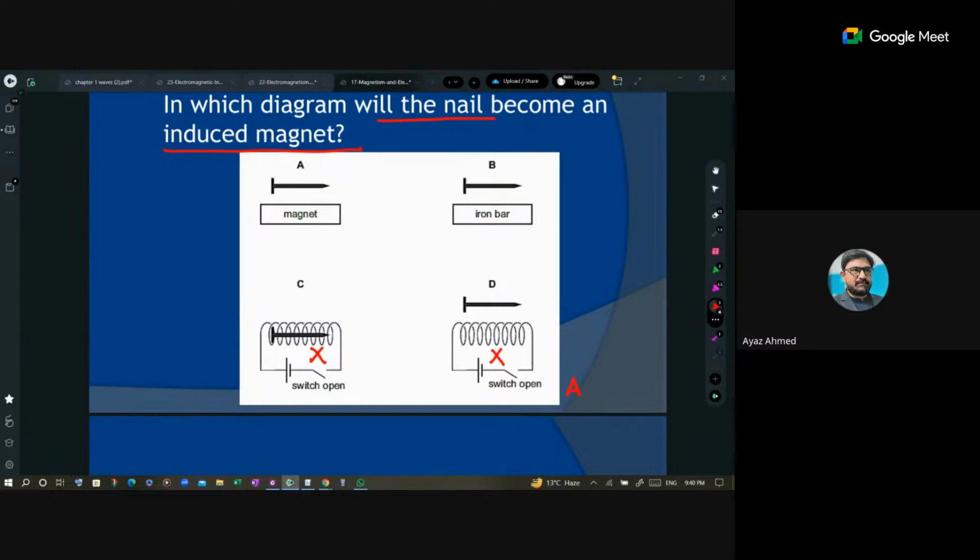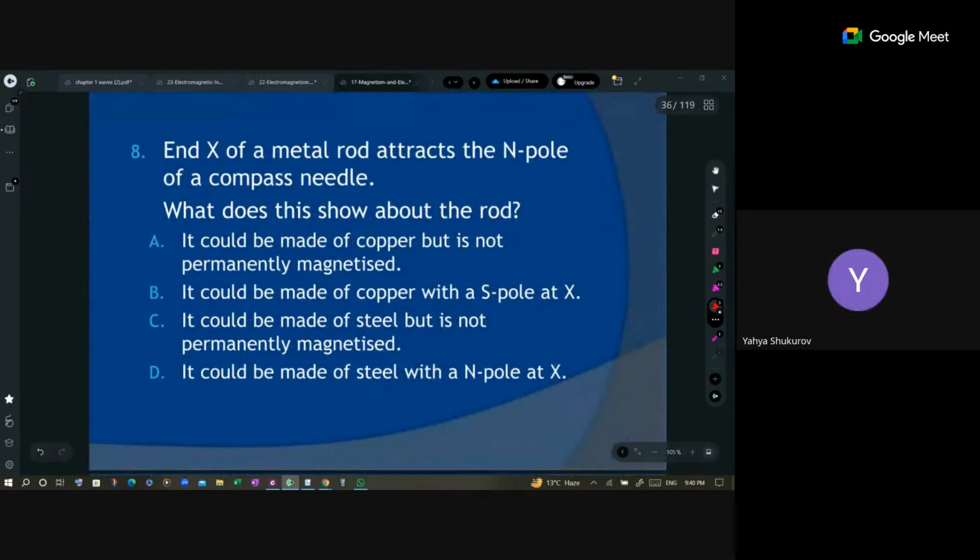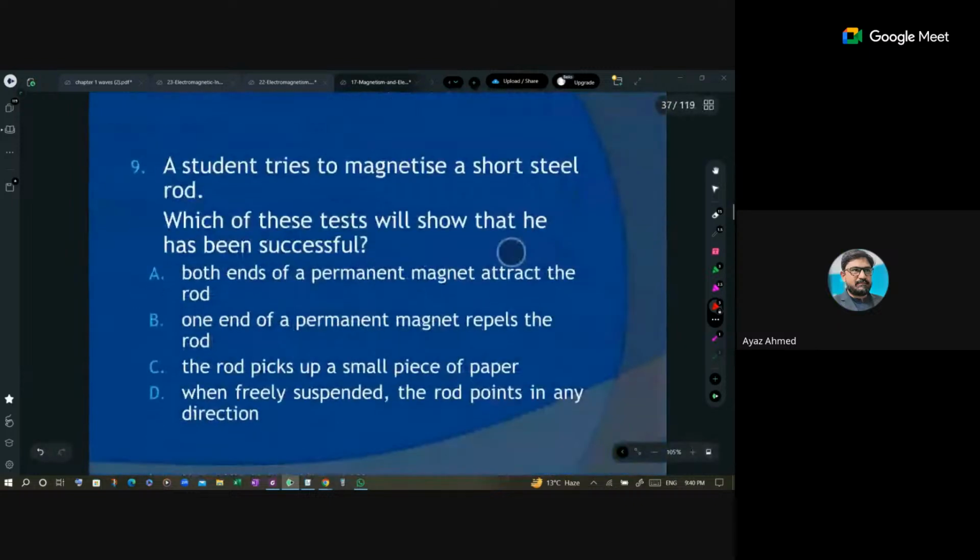In A, there is a bar magnet and an iron nail. So let's say it is north, it is south. So the iron head will get south and the iron tail will get north. But if it is an iron nail and iron nails together, nothing happens when you place iron nails together, because it is not having induced magnetism. So that's why it is A. Okay. This is the theory.